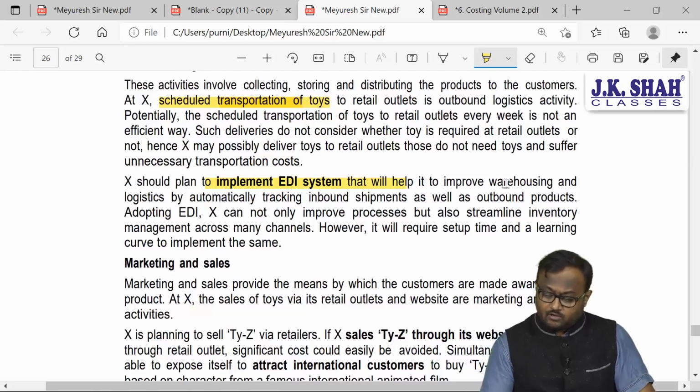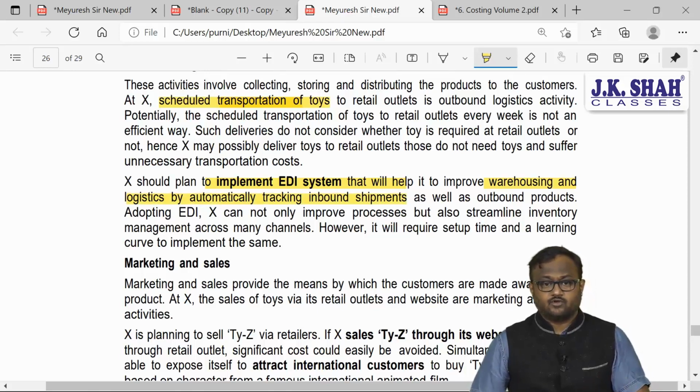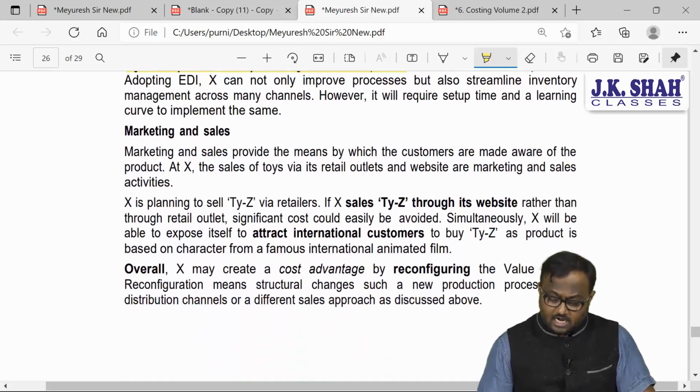You should improve the warehousing system on the basis of electronic data interchange. So whenever there is a need, there will be a distribution arranged. You should streamline the inventory management. And finally, marketing. You're selling through website.